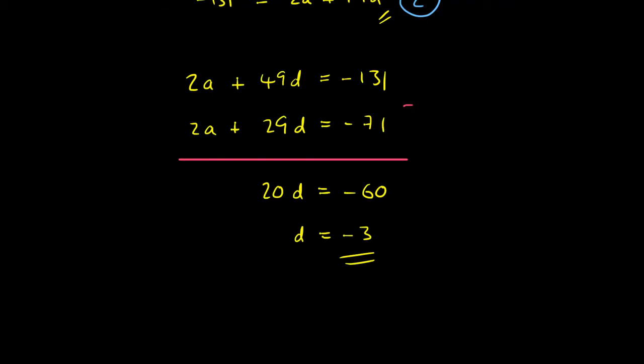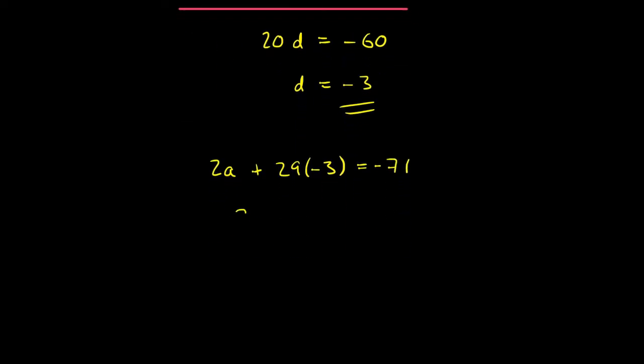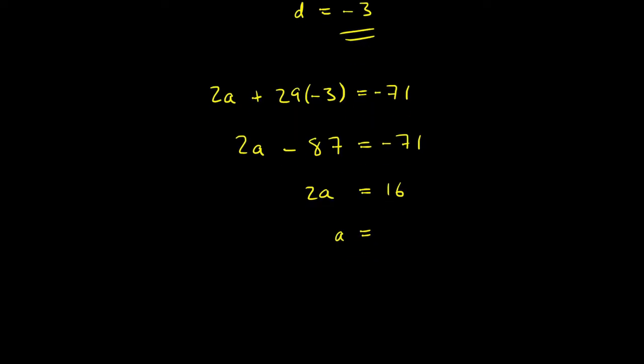And of course, if we've got d is equal to negative 3, we can substitute into, let's say, the second equation. So 2a plus 29 times negative 3 is equal to negative 71. 29 times negative 3, well, 30 times 3 is 90, isn't it? And then minus another 3 is 87. So that'd be minus 87 is equal to minus 71. So I'm going to add 87 to both sides. So 87 minus 71 is 16. And so a is equal to 8.